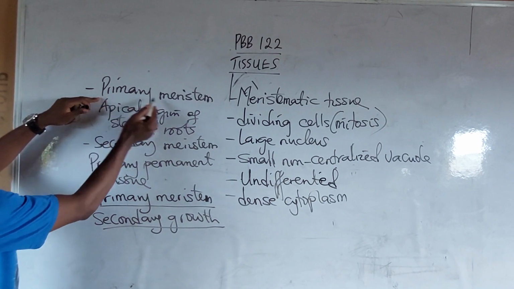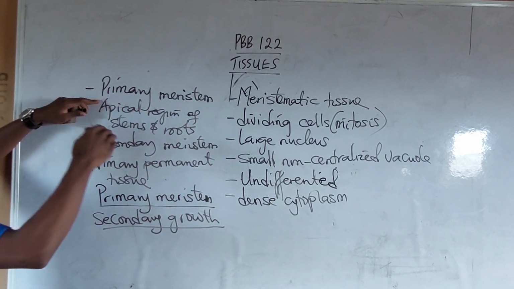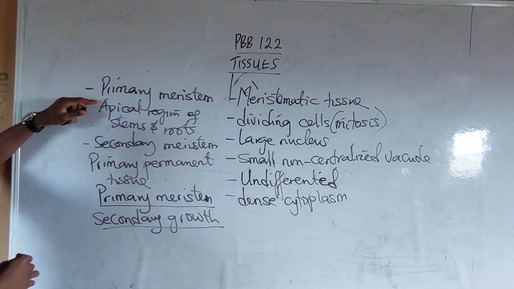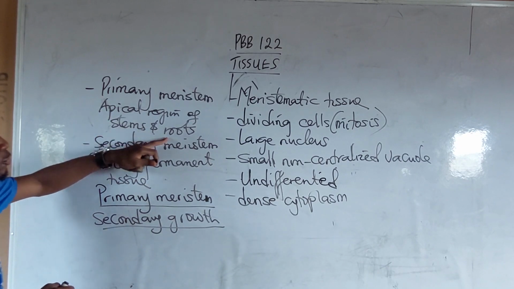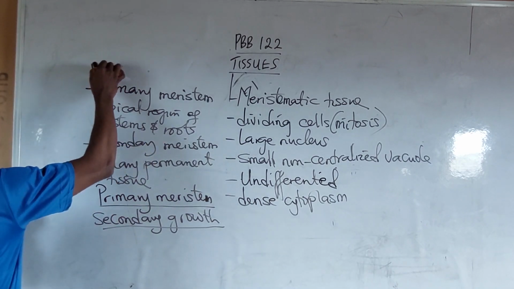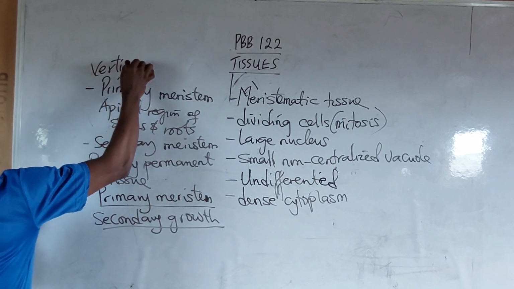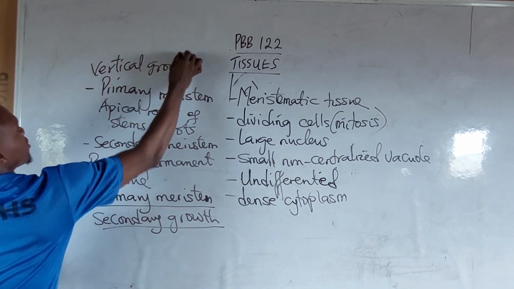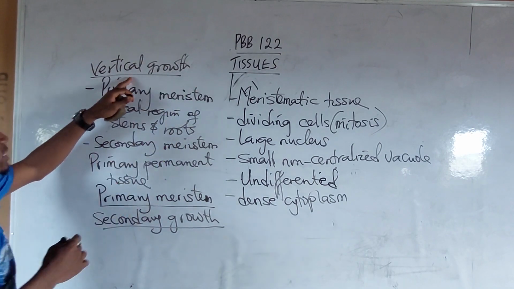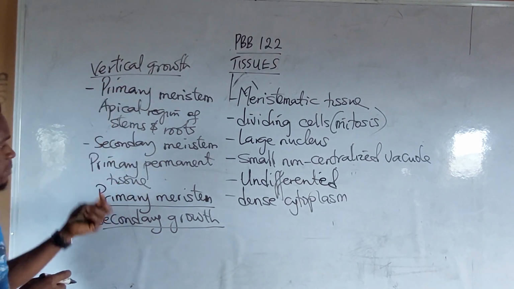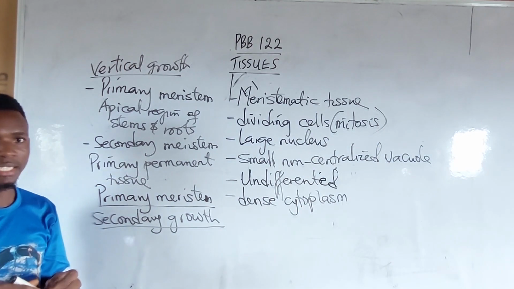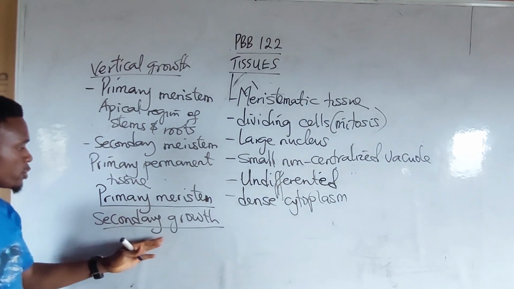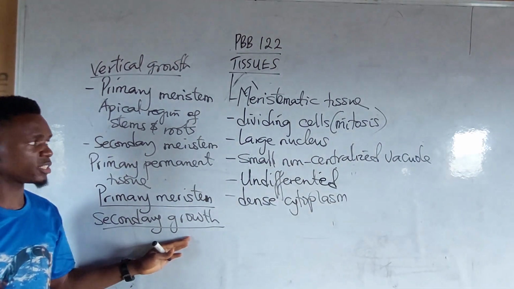Now, since the primary meristem is found in the apical region of some part of the plant, such as the stems and the roots, they enhance vertical growth. This one enhances vertical growth of the plant, the primary meristem, and the secondary meristem enhances what? Secondary growth of the plant. Secondary growth is also called what? Secondary thickening. Take note of that.